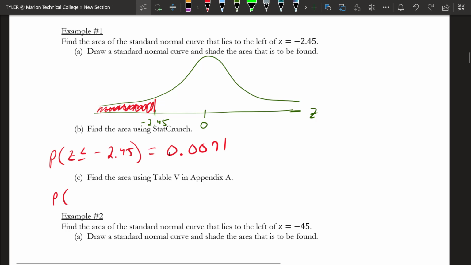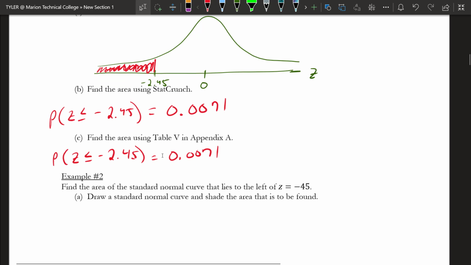Right, so the probability that z is less than or equal to negative 2.45 is equal to 0.0071. Right, we're getting the same value in the table. And something we'll find is that these values don't always match. Using technology is going to be more accurate.